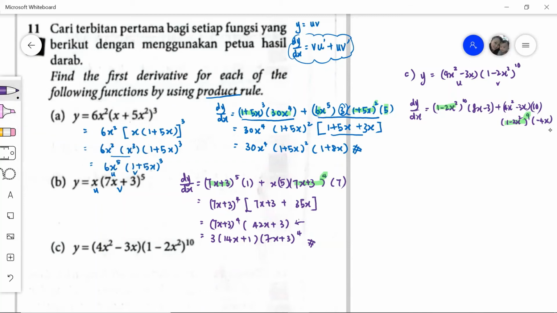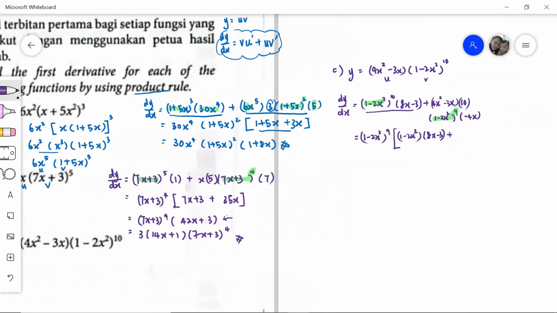So what we do is factorize the common factor, 1 minus 2x squared, raised to the power of 9. And then in the first term, we are left with 1 minus 2x squared and 8x minus 3. And then the second term plus 4x squared. Okay, we're going to multiply this, negative 40x. Okay, so we have negative 40x times 4x squared minus 3x. Okay, now we expand this.